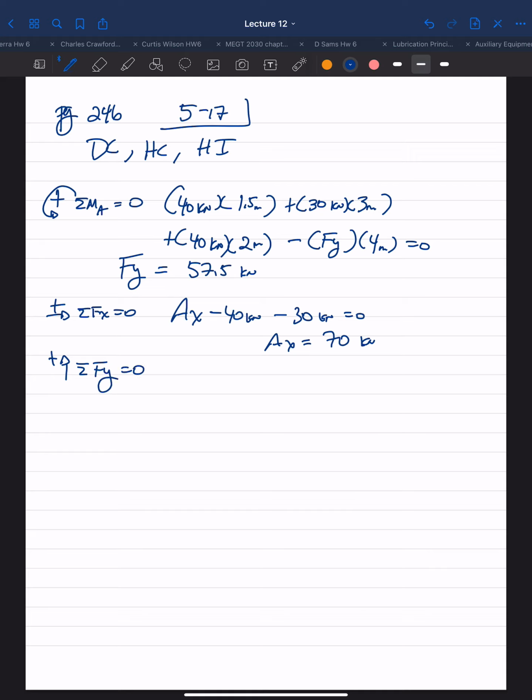So my forces in the Y direction. We calculate Fy, so that's definitely in the Y direction. That's 57.5 kilonewtons minus 40 kilonewtons minus 50 kilonewtons, and plus our AY equals 0. So AY is 32.5 kilonewtons. Now, the problem asks us to solve the force in members DC, HC, HI. So we know where to make the cut.